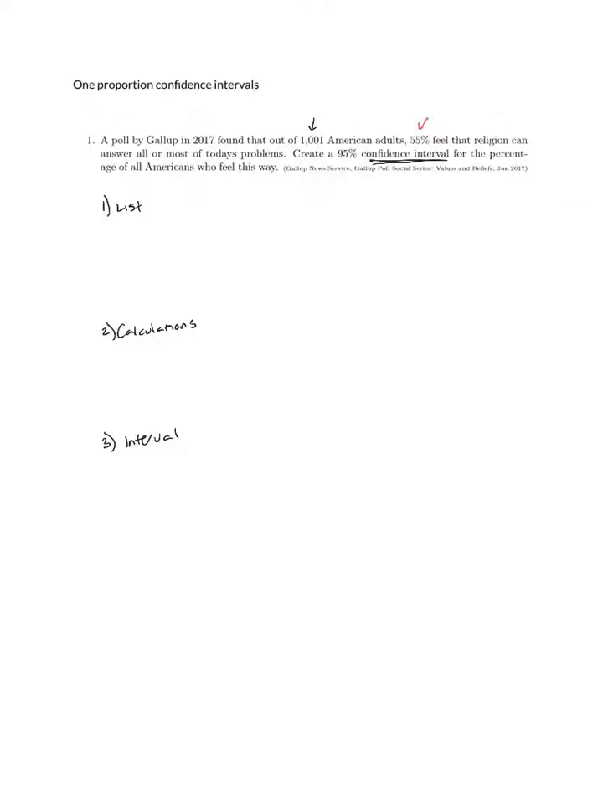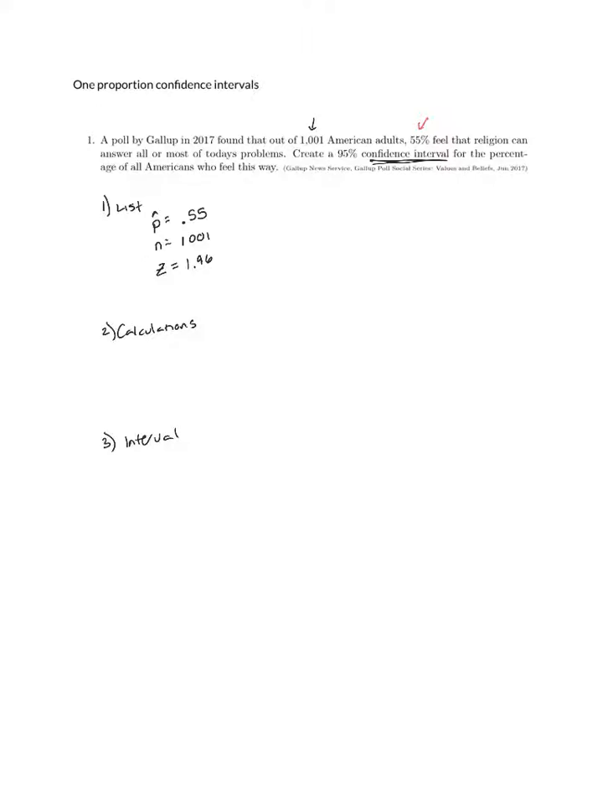Now when we go to list, we need to list our necessary information. That's p hat, the percentage of people. We need n, our sample size, and we also need z. That's how many standard deviations we have to be away from our expected value to get 95% confidence. Remember, for 95% confidence, the z-score is always 1.96. And in this case n is 1,001 people, and p hat, the percentage of people, is 0.55. Remember, p hat should always be in decimal form.